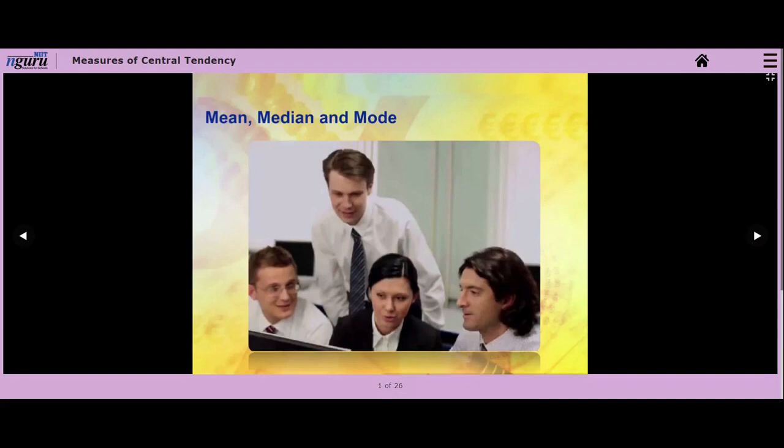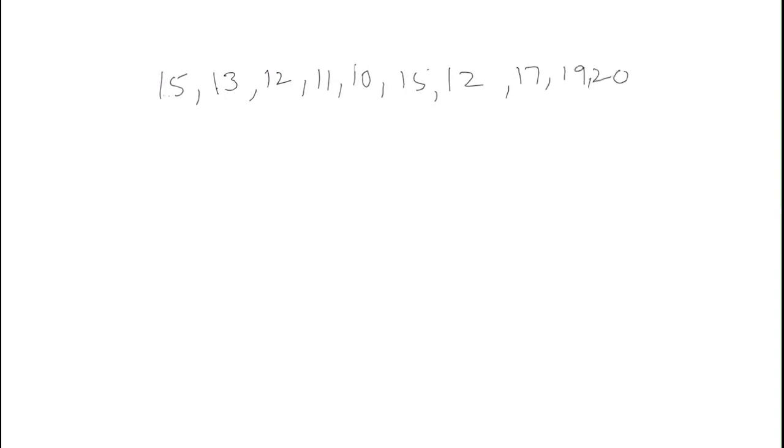For instance, give me some data, some marks. 15, 13, 7, 15, 13, 12, 11, 10, 11, 15, 12, 17, 19, 20. Okay, enough. See here, 10 values are there.